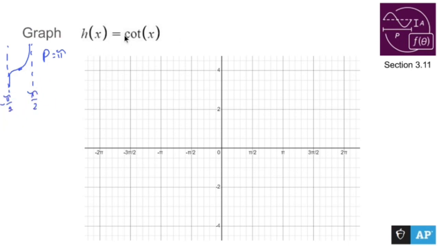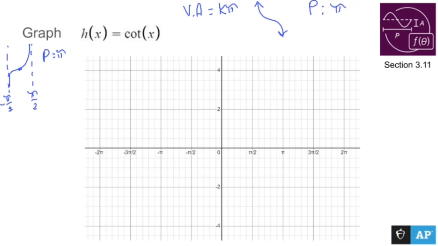Cotangent is very, very, very similar. With cotangent, though, we have vertical asymptotes, not at the half pi's, but at the regular pi's. So I will put a vertical asymptote at every k pi, where k is an integer. Okay. In this case, cotangent is going to look like this. And the period for this is also regular pi.